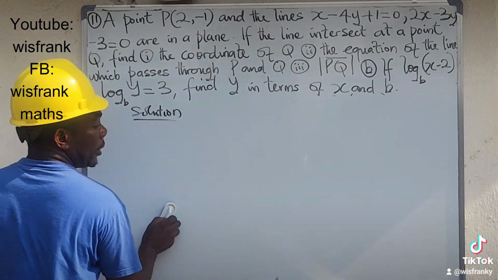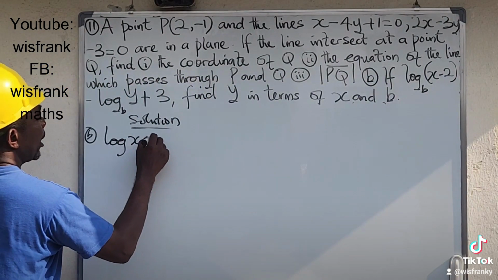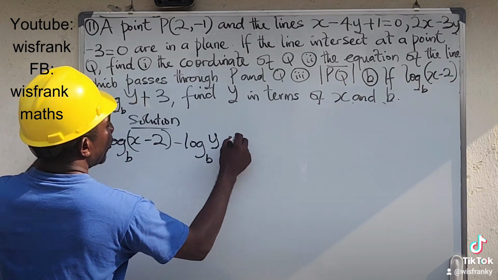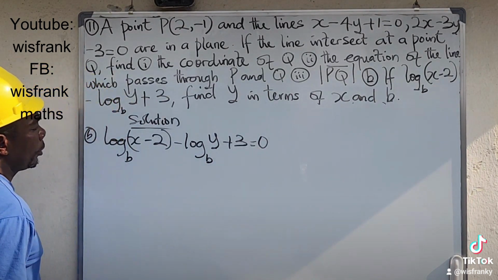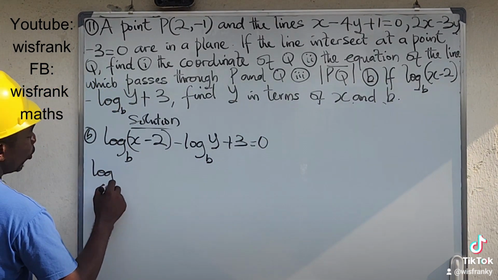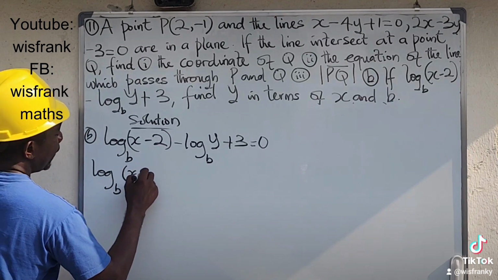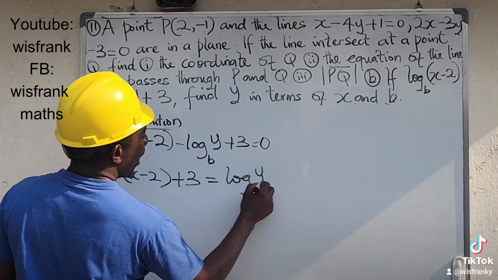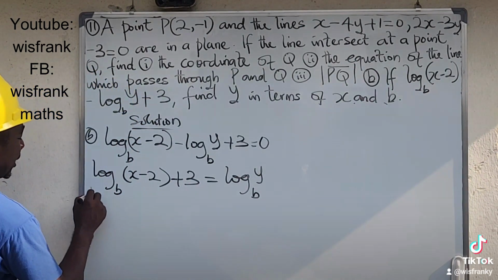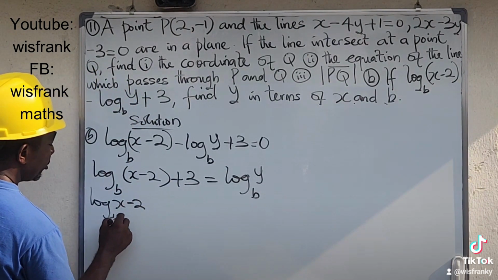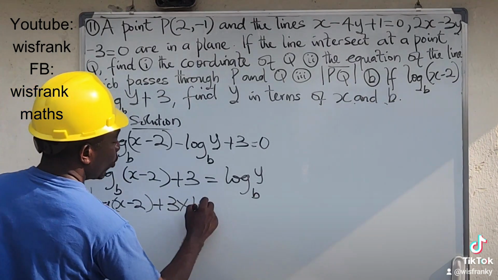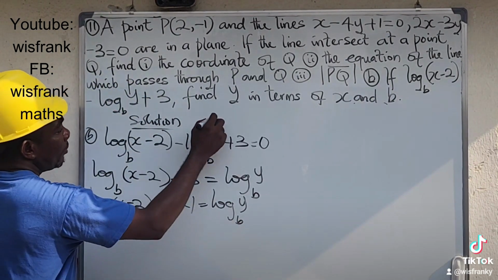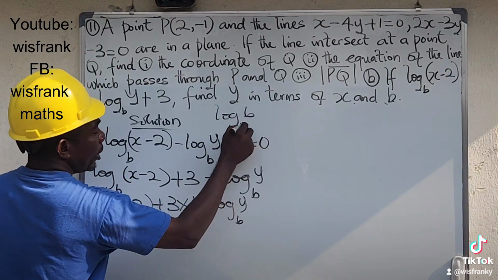Then we have B. We need to clean this. Then we have log of x minus 2 base b, minus log y base b, plus 3, and let's say this equals 0. In this case, we can rewrite this as log base b of x minus 2, plus 3, equals log y base b. So this is the same thing as log of x minus 2 base b, plus 3 times 1, equals log y base b. Here we have 1, and 1 is the same thing as log b base b, which equals 1.